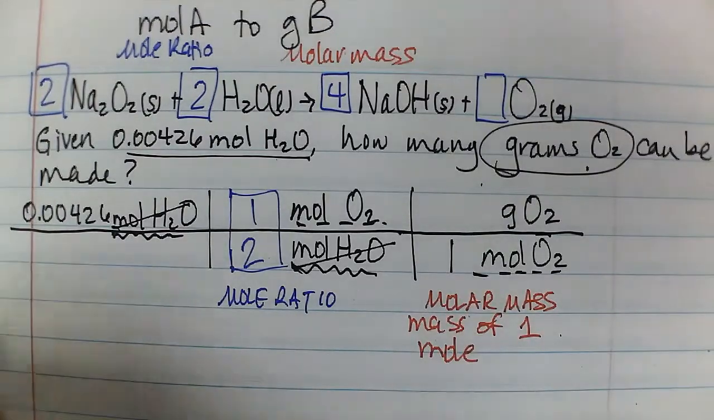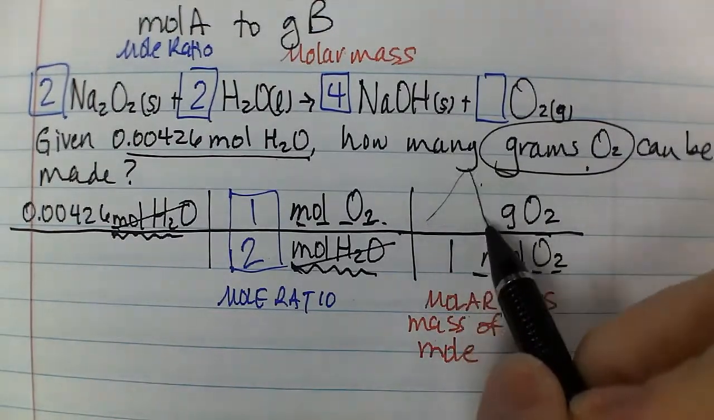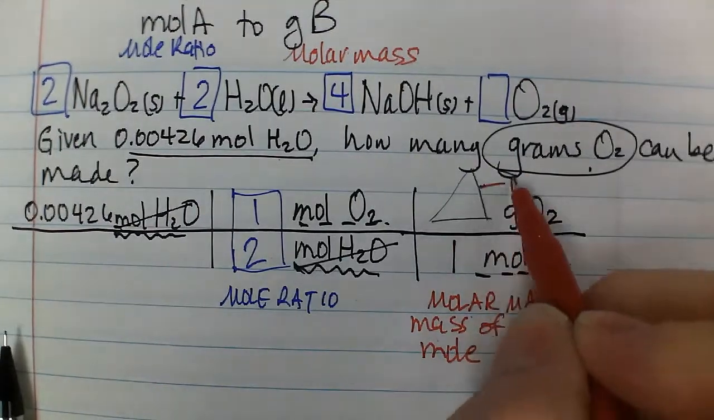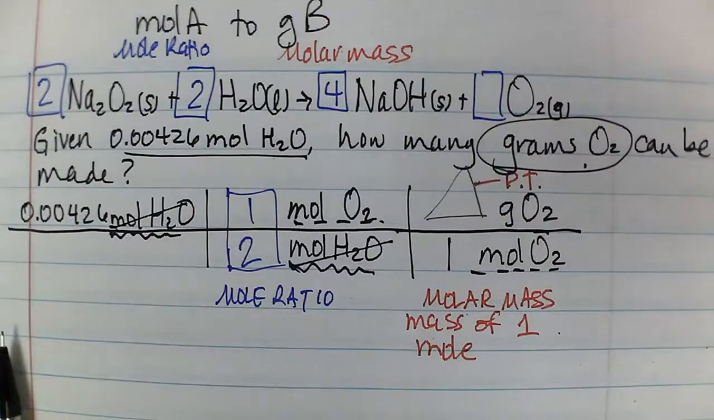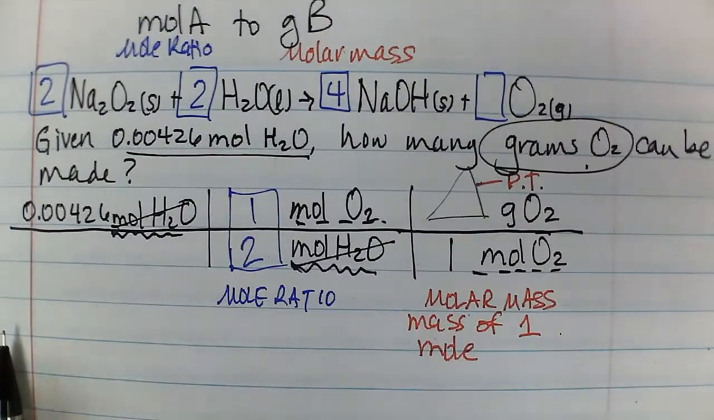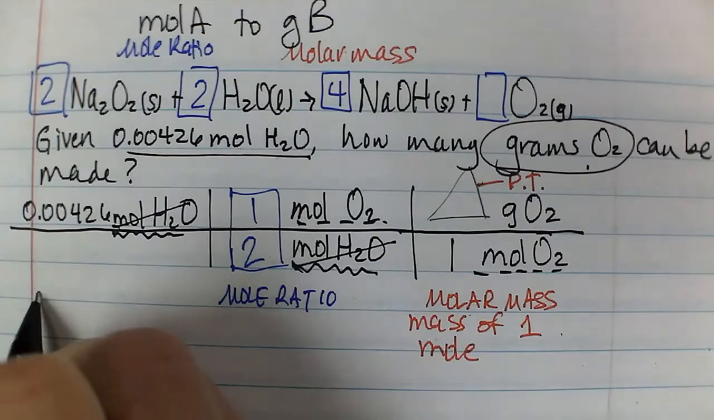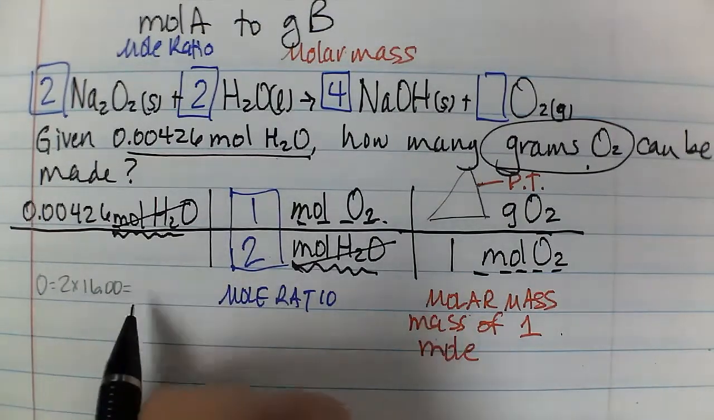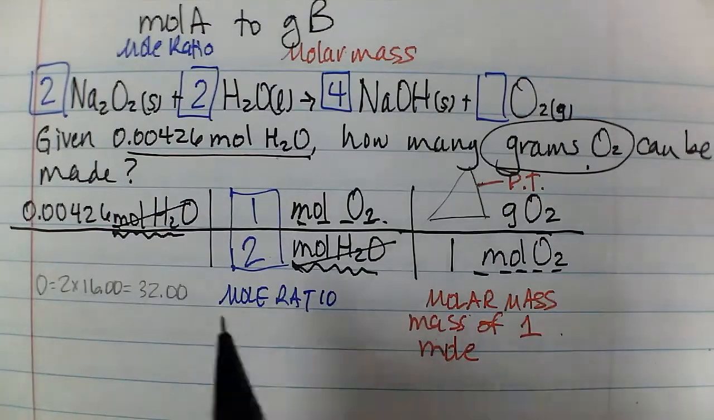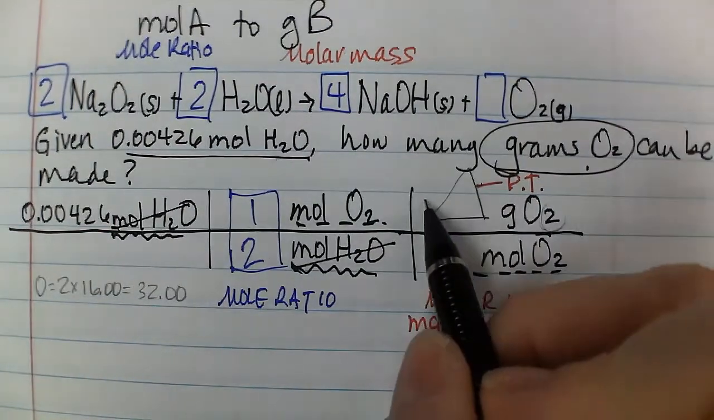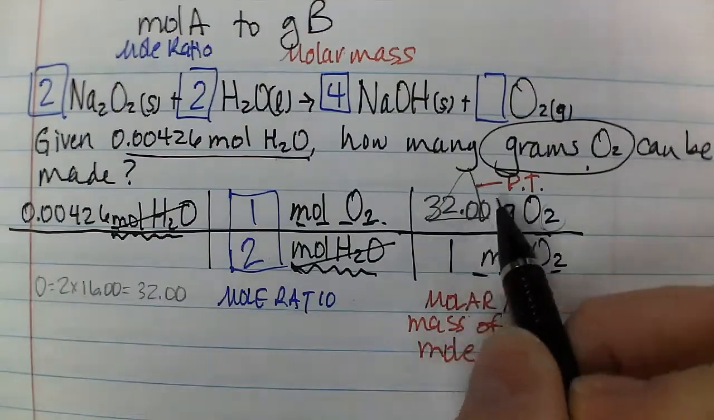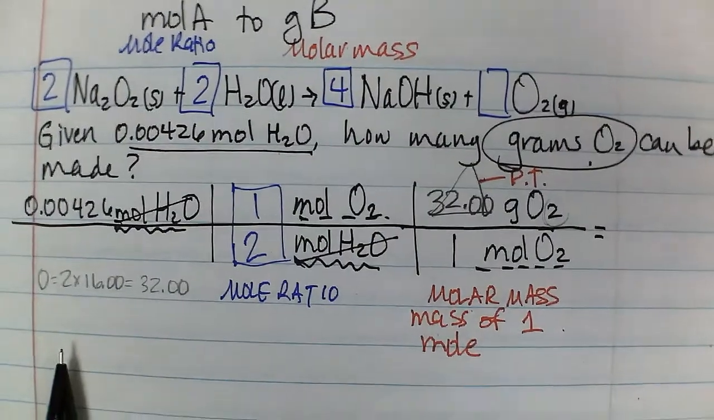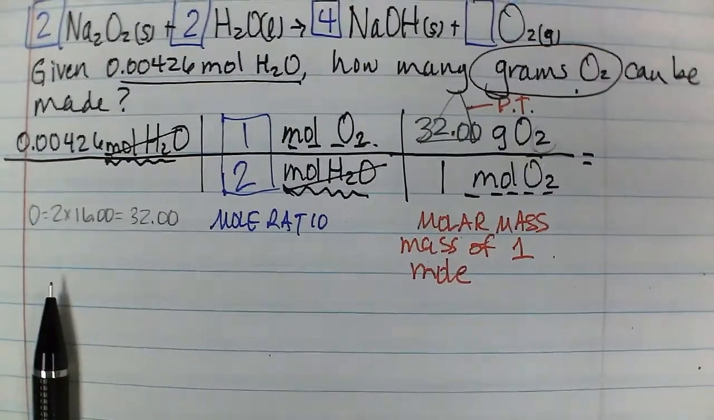And I go to the periodic table. Remember, that's the little symbol I use. I use the triangle to tell you to go to the periodic table. So oxygen, scratch work over here. There are 2 of them times 16.00. So the molar mass of O2 is 32.00 grams. So the next step is to just put this into my calculator.